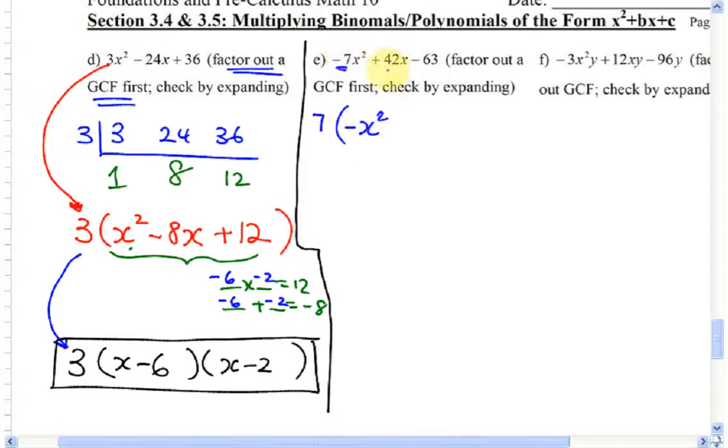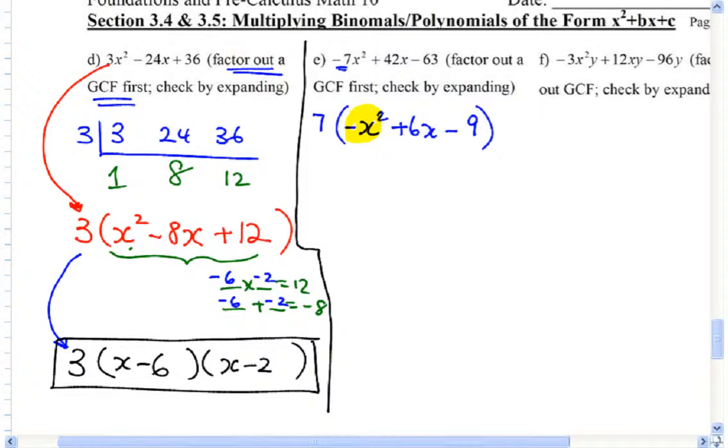Good. What's 42x divided by 7? That'd be 6. Good. What's -63 divided by 7? Yeah, -9. This is fine, but what's the problem with this that I don't like? And hopefully you don't like. There's a -x squared there. Hard to deal with when there's a -x squared. Okay? Ooh, don't like it.